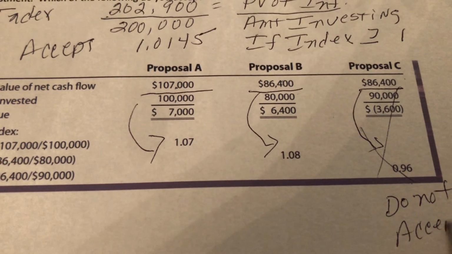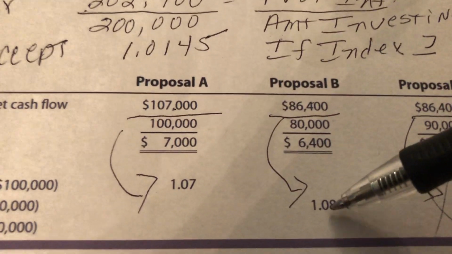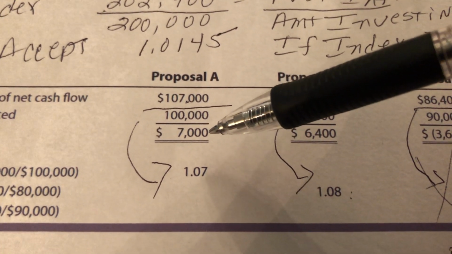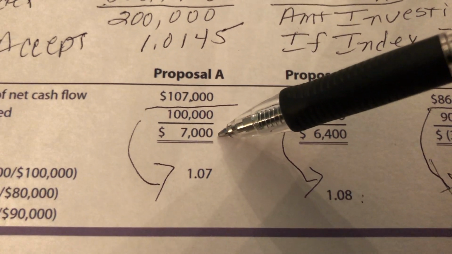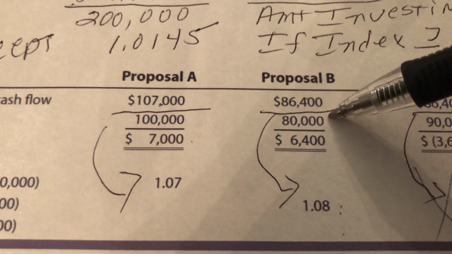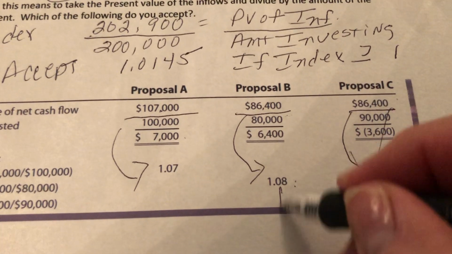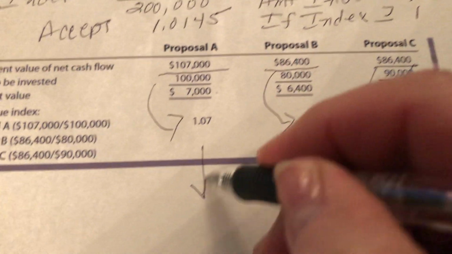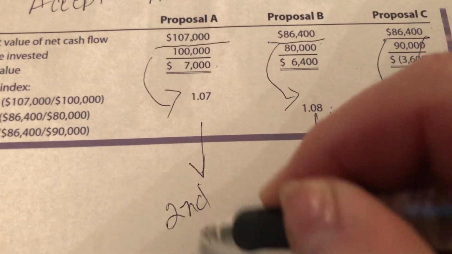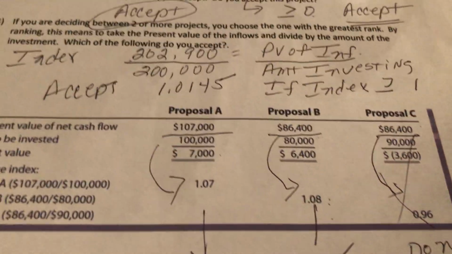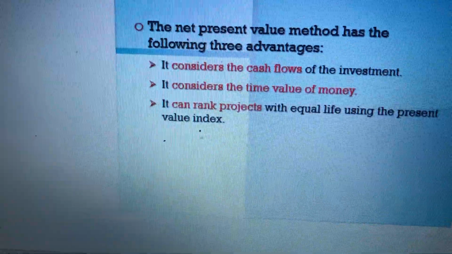But look at the other two. You've got two that look nice. You want to take the one with the highest index. Notice the net present value on the first one is higher, but this one is more desirable because you're not investing as much. Okay, so this would be the best choice, and this one would be second best. And the other one, Project C, you do not accept it at all. And that's what they're talking about in these indexes. And they've given you that in the PowerPoints.